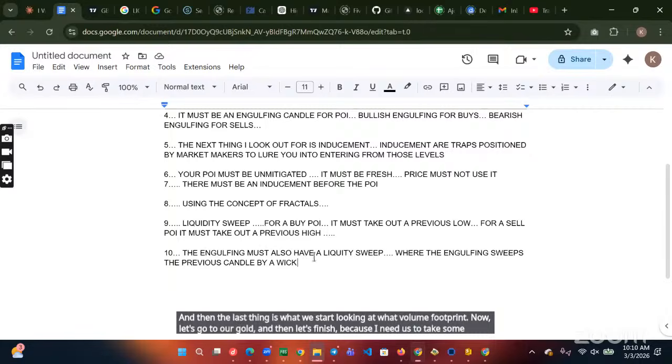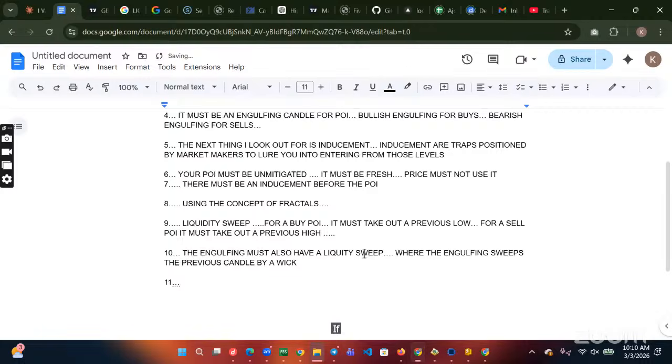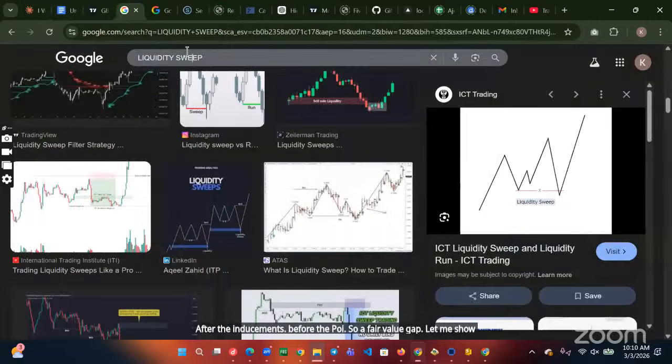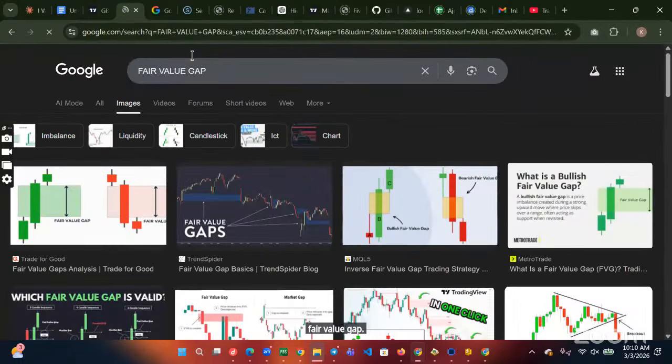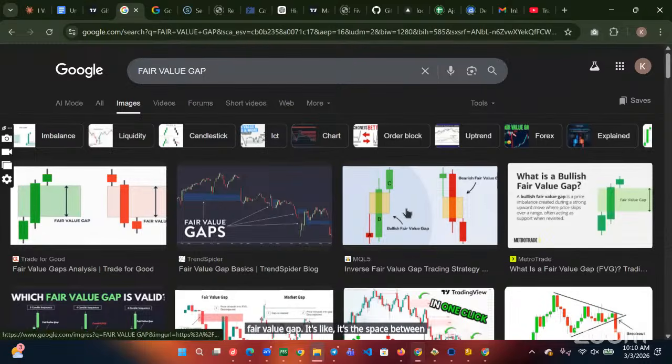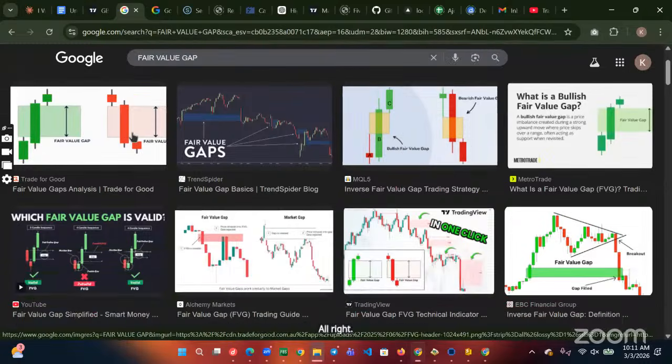trade. The engulfing must have a liquidity sweep. And finally, let me just stop here. If there are other pieces of information that must be there, there must be a fair value gap after the inducement, before the POI. So a fair value gap, let me show you for those of you who don't know what a fair value gap is. Fair value gap. It's the space between three consecutive candles. All right. So let me use this.